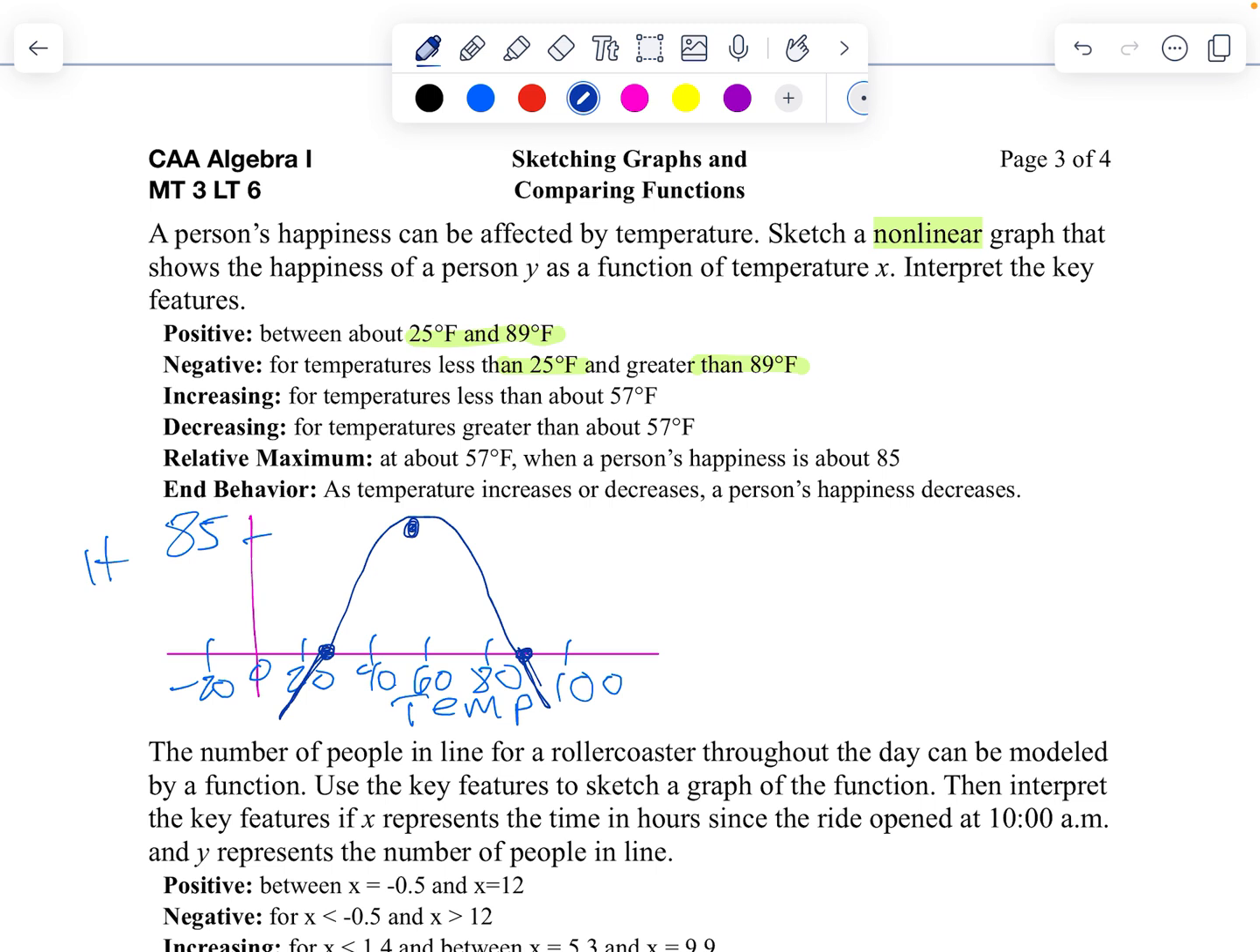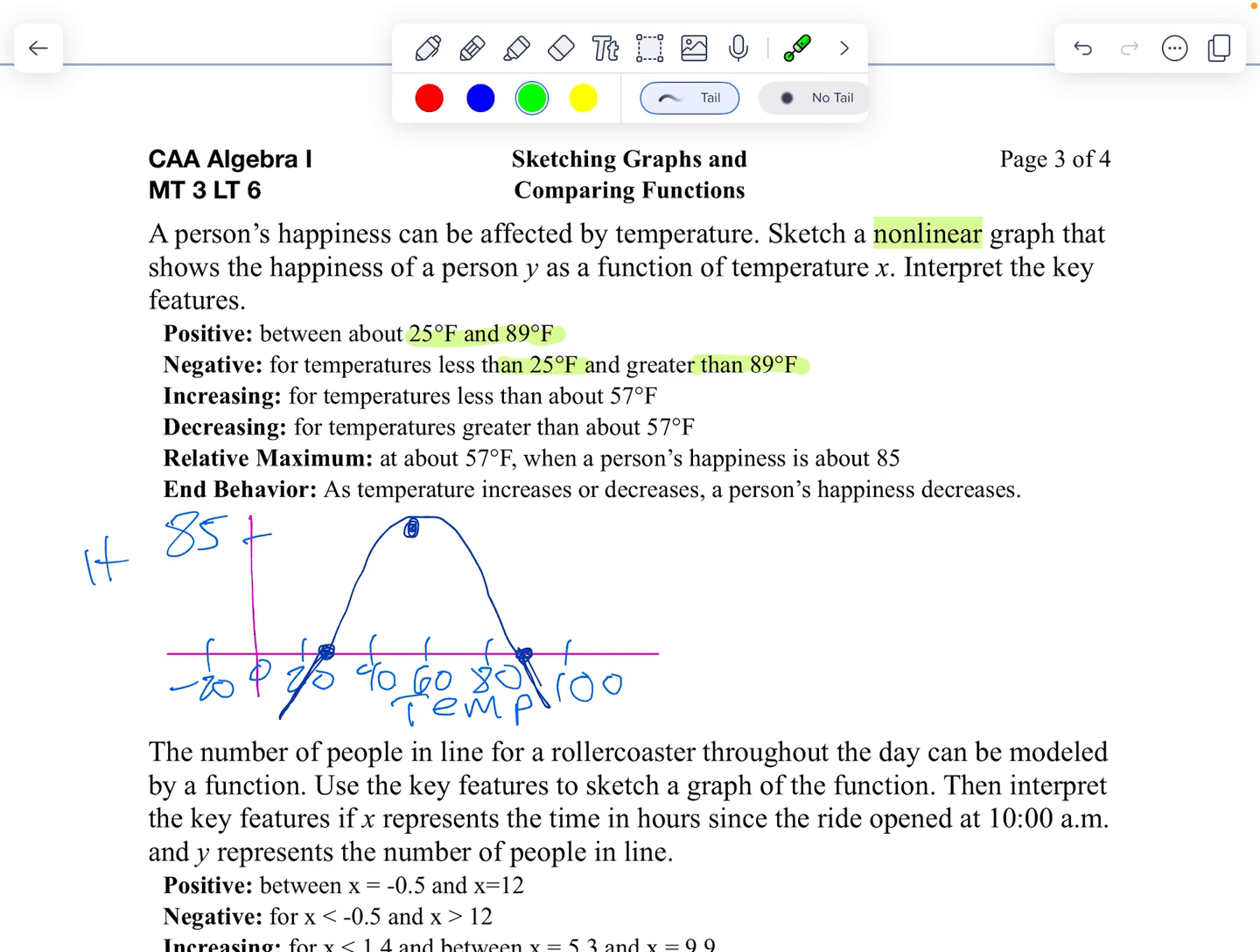Let's make sure everything I have here makes sense as far as the key features, because I kind of guessed to start with, and there's nothing wrong with doing that. Okay, it's positive between 25 and 89. We did that part. It's negative less than 25. It's negative greater than 89. So in other words, when you get cold or you get too hot, you turn grumpy.